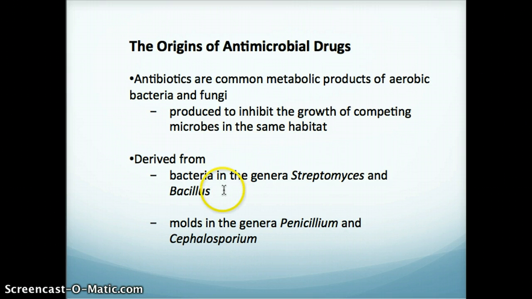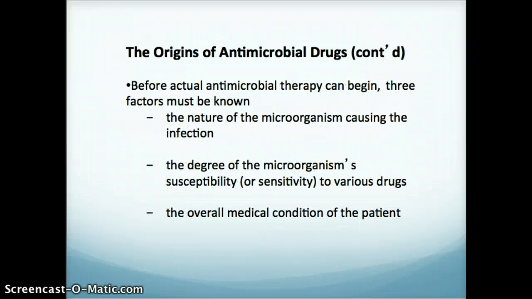They're often derived from the bacteria in the genera Streptomyces and Bacillus, and also from the molds in the genera Penicillium and Cephalosporium. And Penicillium is the one where there was some contamination on a plate for bacterial growth, and it was seen that it inhibited the growth of the bacteria. That's where penicillin came from.